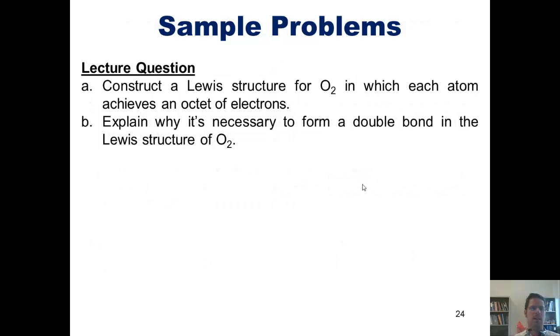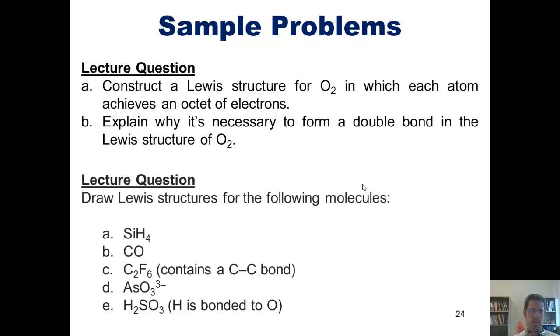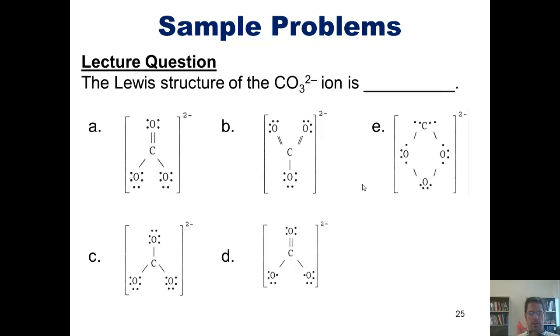Here are some more lecture questions on the subject. Question 1. Construct a Lewis structure for O2 in which each atom achieves an octet of electrons. 2. Explain why it's necessary to form a double bond in the Lewis structure of O2. And 3. Draw Lewis structures for each of the following molecules. And here's another question. The Lewis structure for the carbonate ion is what? Now, once again, I'm not going to answer these questions, but will instead let you answer them for yourselves.